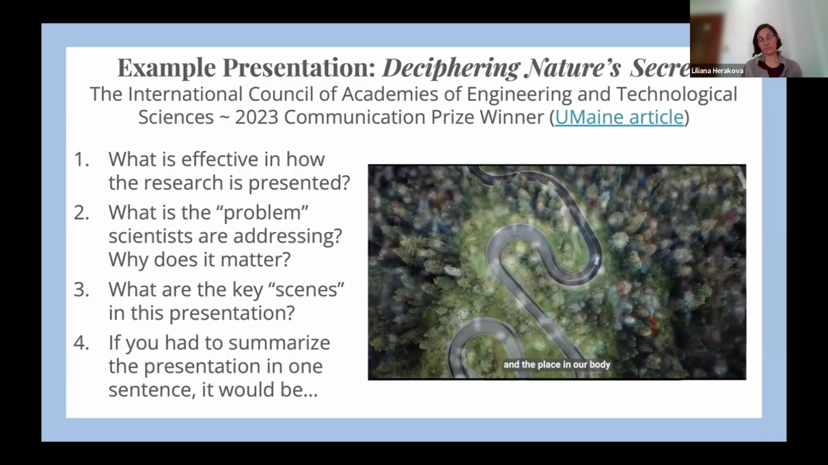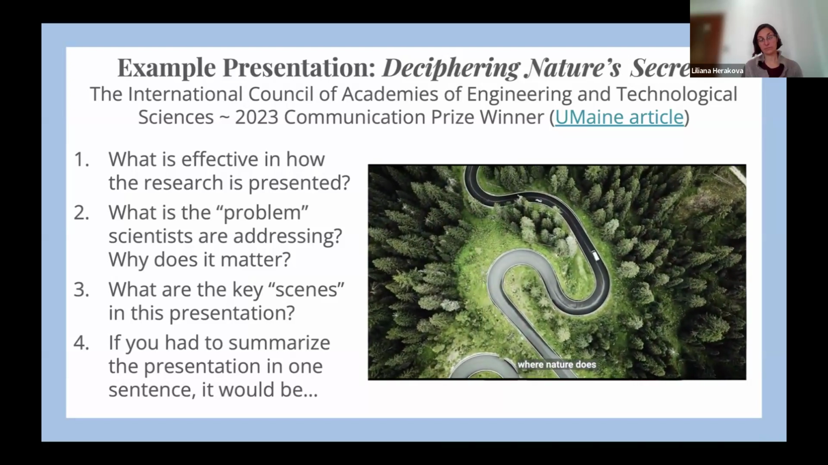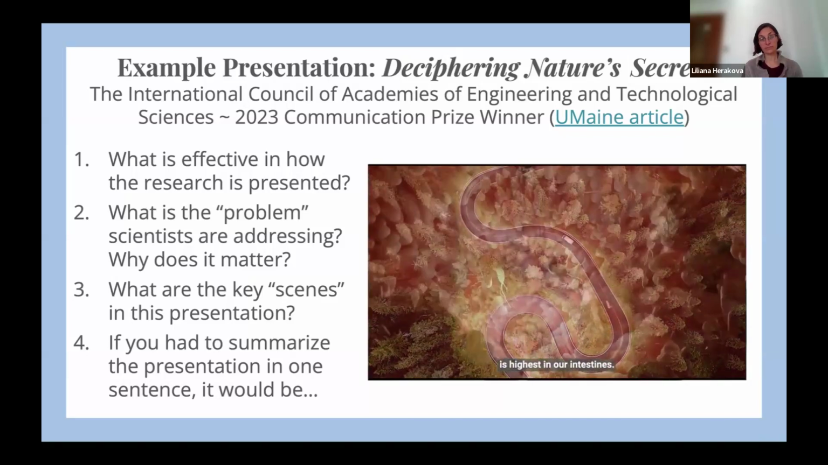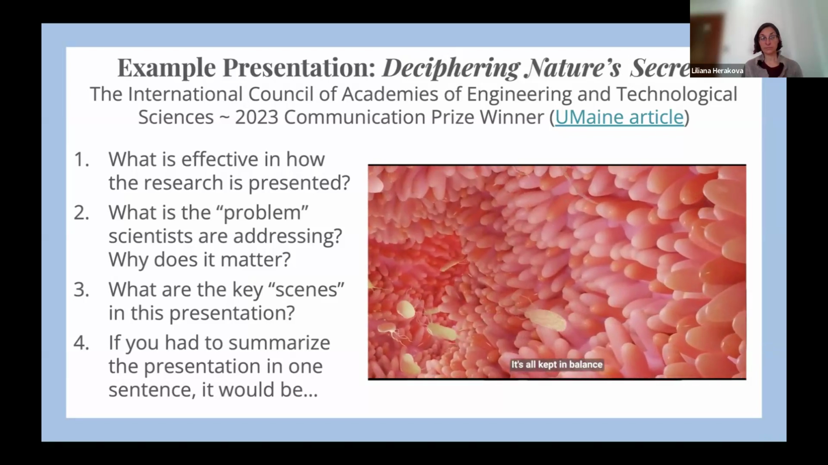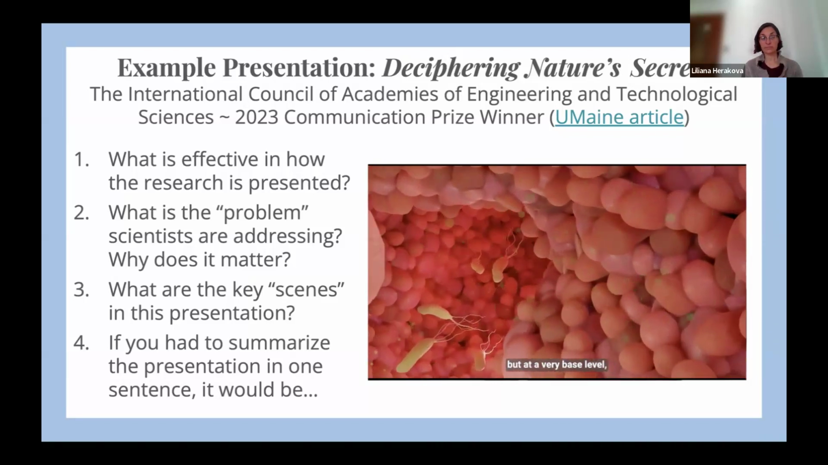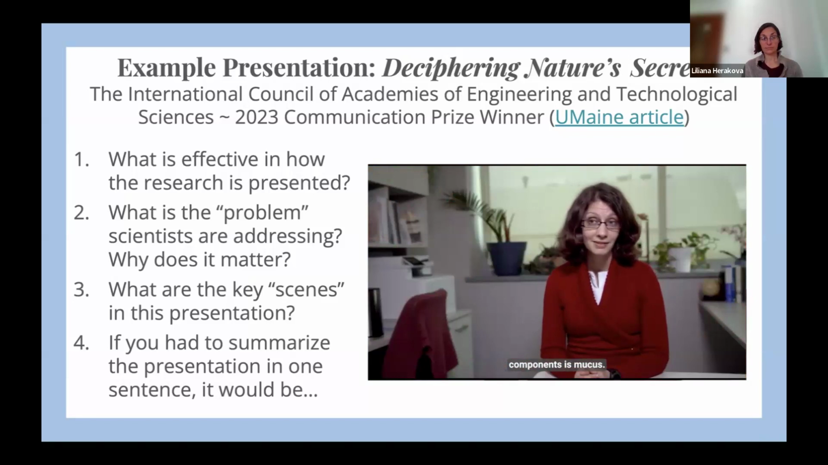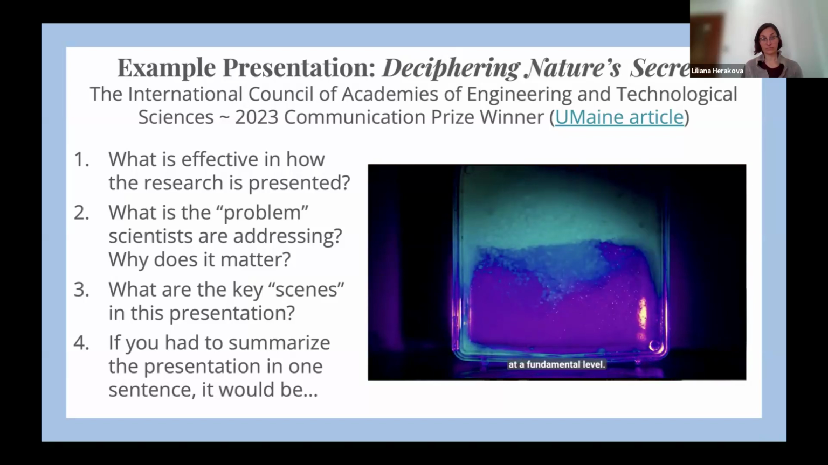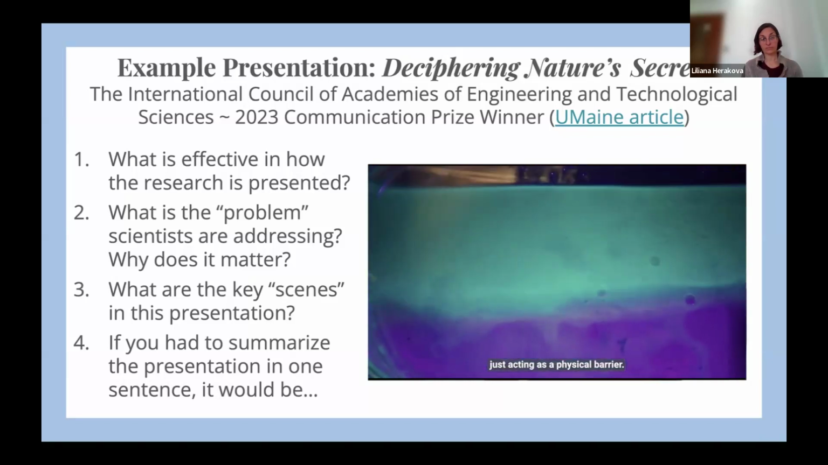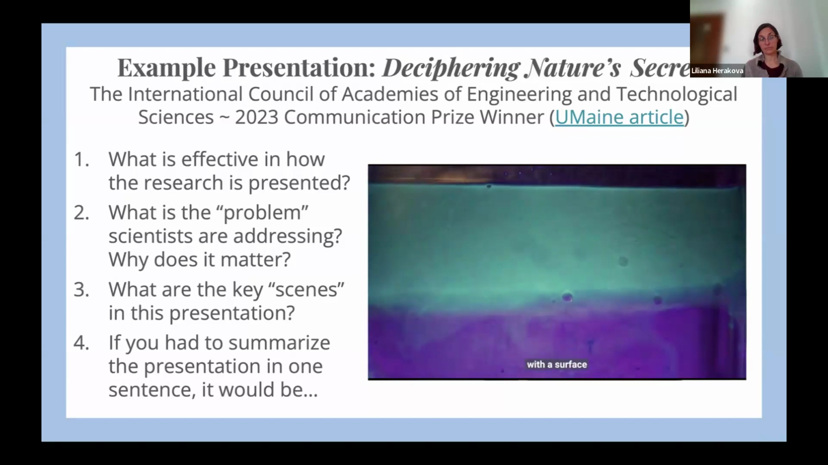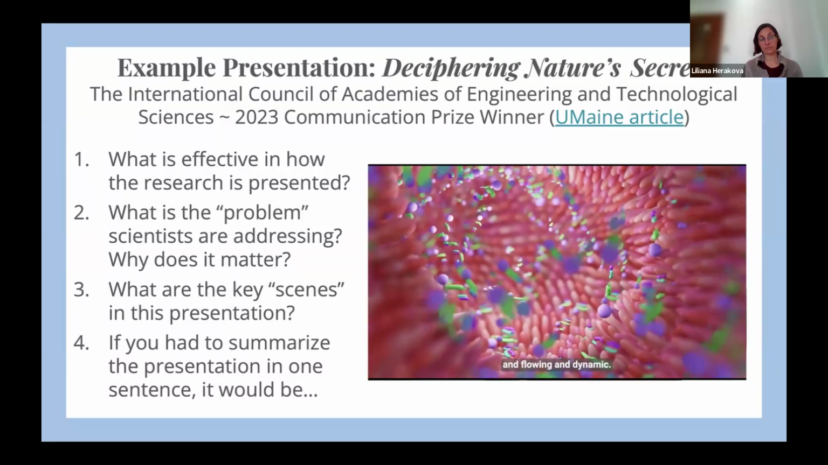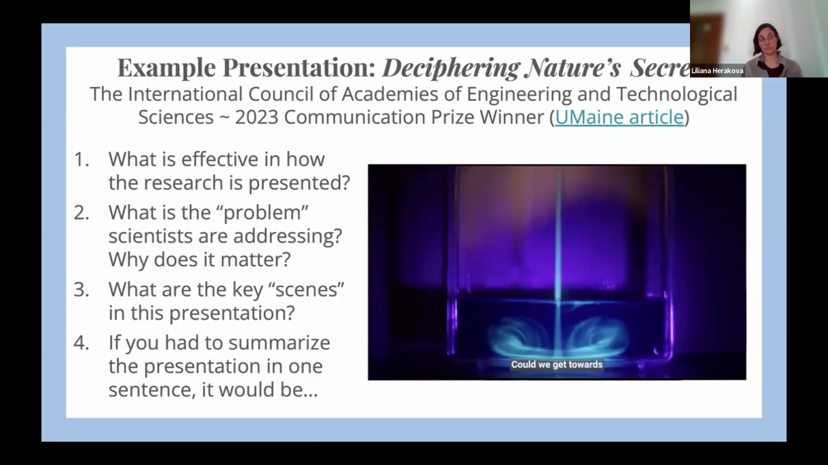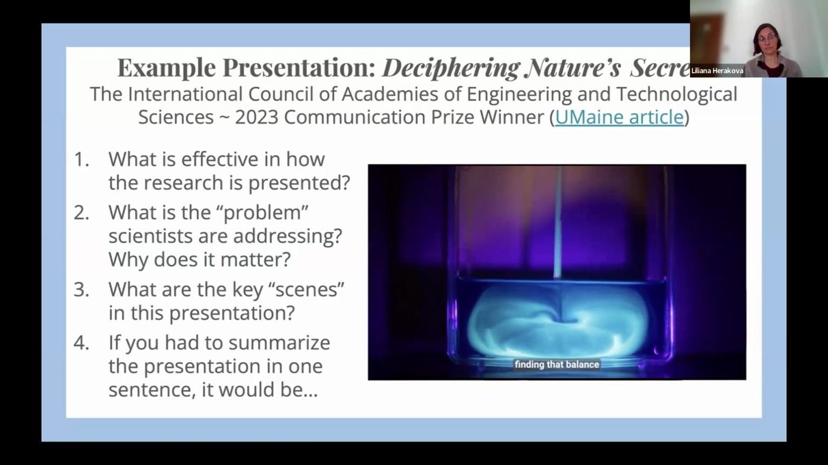If you think about us, the place in our body where nature does the best controlling of bacteria is actually the place where the bacteria concentration is highest, in our intestines. It's all kept in balance when we're healthy. But at a very base level, one of the most important components is mucus. Mucus is an amazing material. At a fundamental level, it's basically just acting as a physical barrier. It is presenting these bacteria with a surface that is soft and moving and flowing and dynamic. So we asked ourselves, what if we just replicated that component? Could we get towards finding that balance that nature achieves?